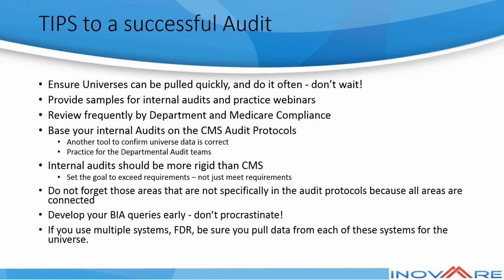Many times claims is a separate system altogether, whether it be Fastest or QNext or any of the other systems that are out there. You've got to make sure that when you're running your BIA queries, it's going to take several queries per issue to identify the trends, to identify who's been affected, and then to prove what has taken place in order to remediate or to correct those activities.